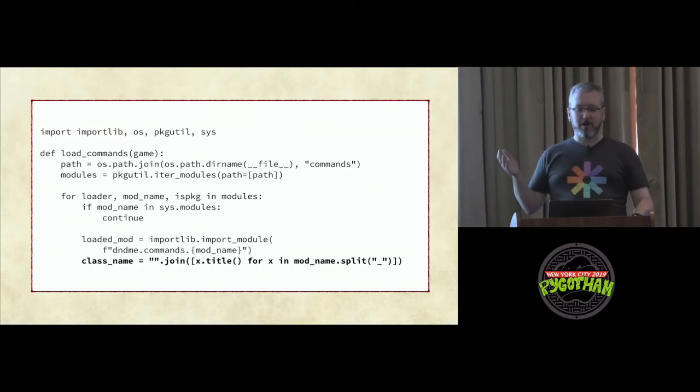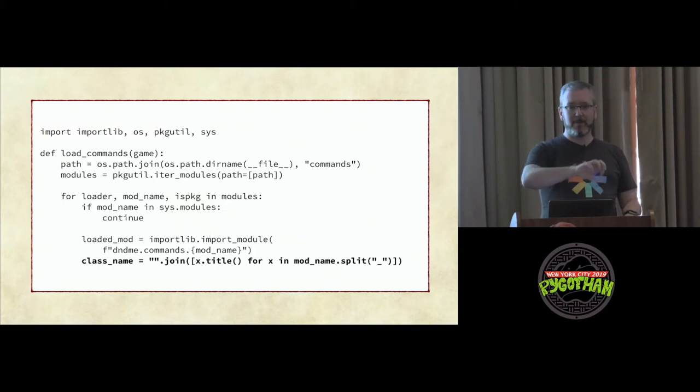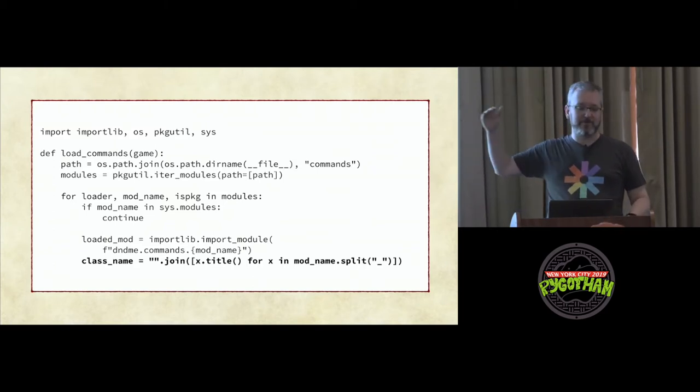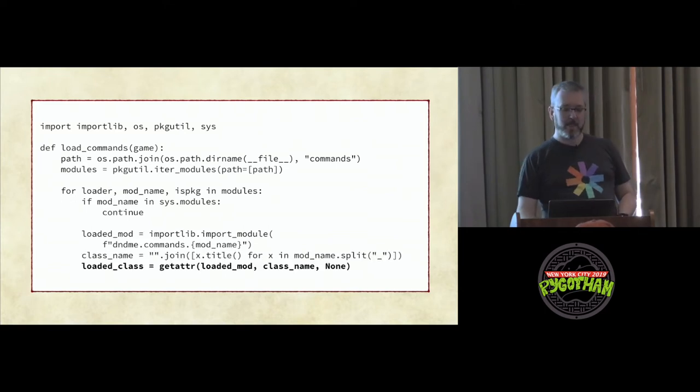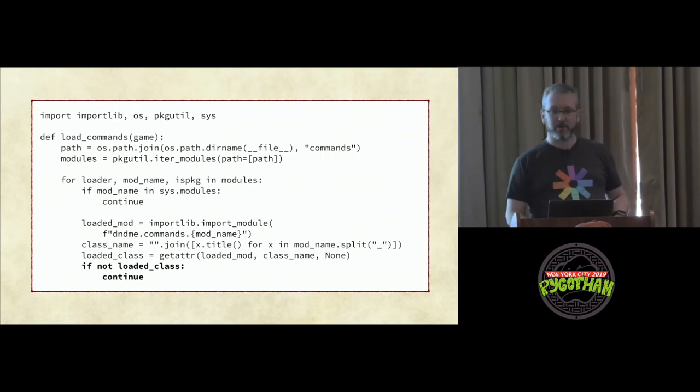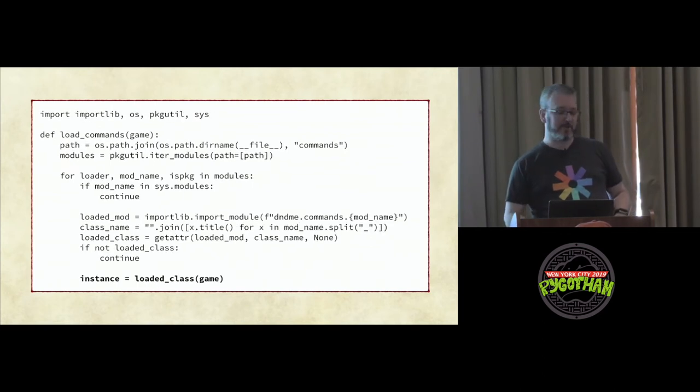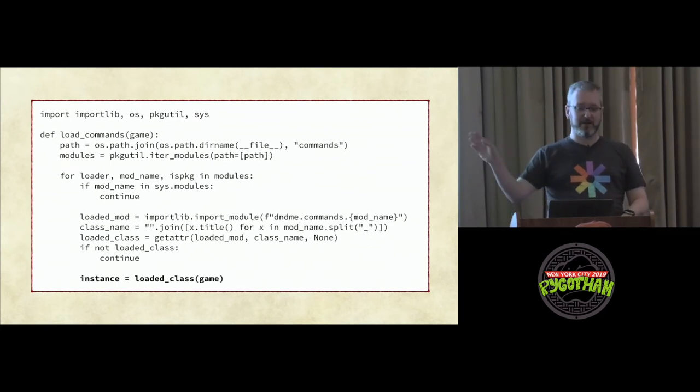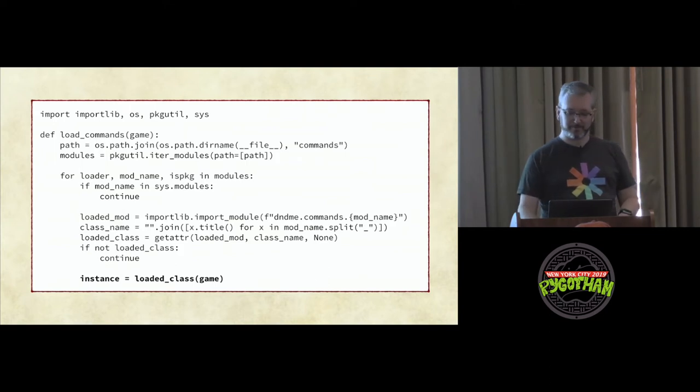Then we want to use the module name to determine the class name in that module that we're going to instantiate. I chose to make a snake-cased module name into a camel-cased class name here. So we're splitting on the underscores and title-casing each part and then just gluing it all together. And once we know the class's name, we can try to acquire it with getattr and skip it if we don't find a class that we expect. And finally, instantiate that instance and let it go register itself.